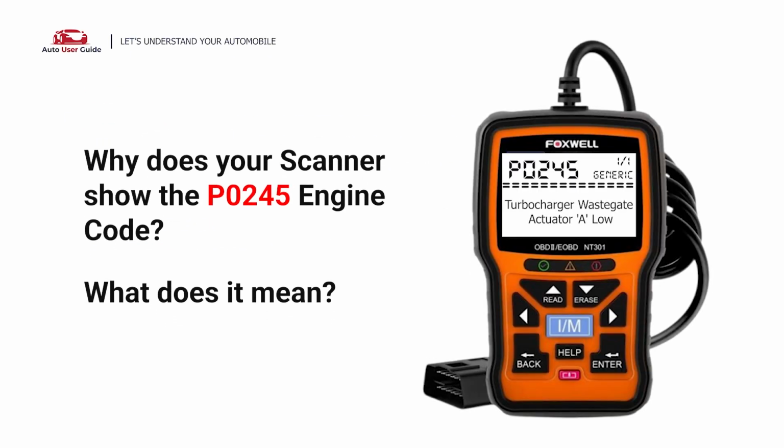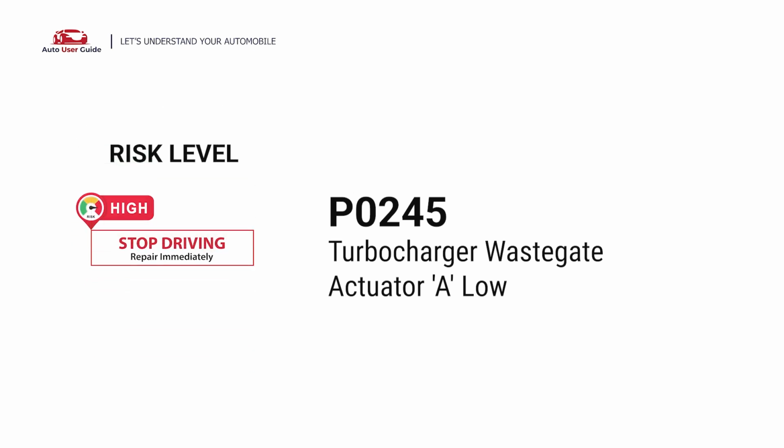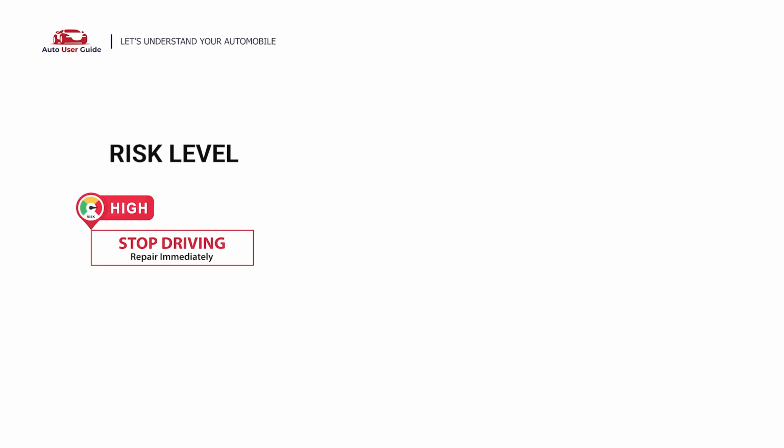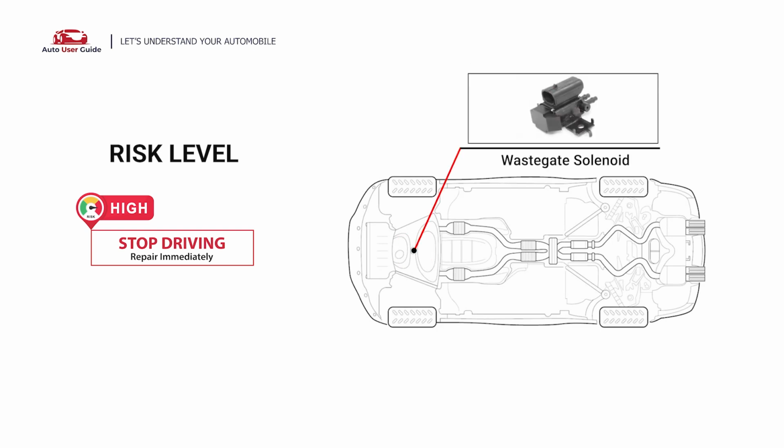Why does your scanner show the P0245 engine code? What does it mean? P0245 is a diagnostic trouble code for Turbocharger Wastegate Actuator A Low. This engine code indicates a problem with the electrical circuit of the wastegate solenoid, specifically a low voltage condition detected by the powertrain control module, PCM. Under this circumstance, stop driving and repair your vehicle immediately.